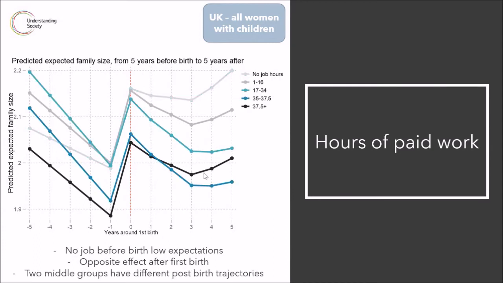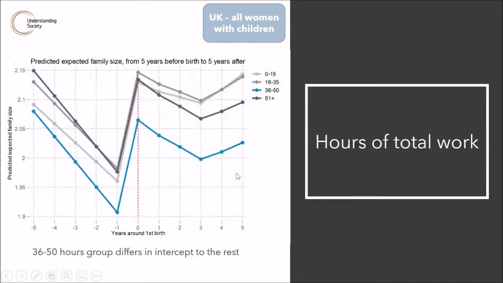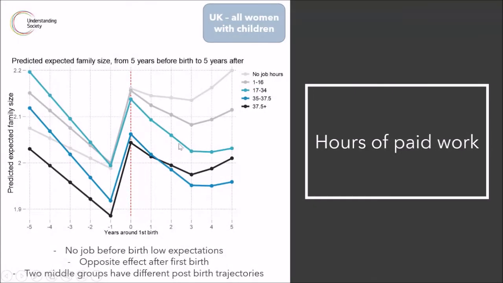Also interesting are these two lines here highlighted in blue, those who work 17 to 34 hours a week and those who do 35 to 37.5 hours a week. So basically women who have a full-time job contract or slightly less. These two groups have a different slope to the other trajectories. As you can see here, the other lines tend to tick a bit upwards over time, whereas in the blue groups, they tend to drop a little bit more and then plateau.